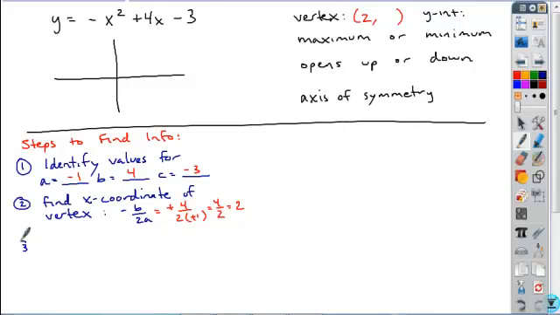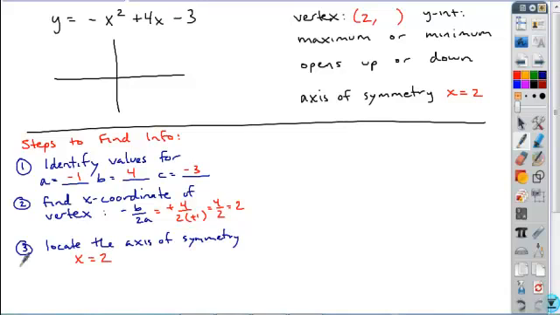Now once you get this, we can kind of jump away from the vertex for just a minute, because the next thing that we have actually all the information that we need for is to identify the axis of symmetry. Okay, so the axis of symmetry is always an equation of a vertical line. It's always going to start with x equals, and then it's just going to be whatever this value for the x-coordinate of the vertex is. So in this case, x equals 2. So here my axis of symmetry is x equals 2.